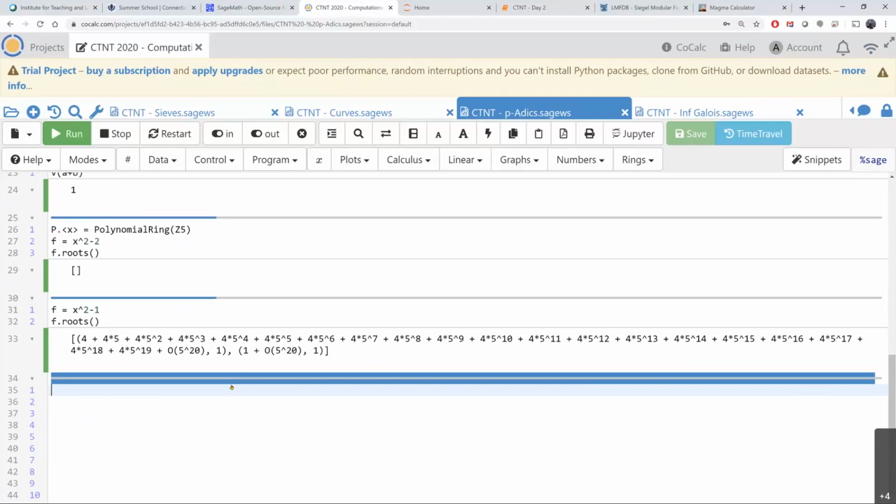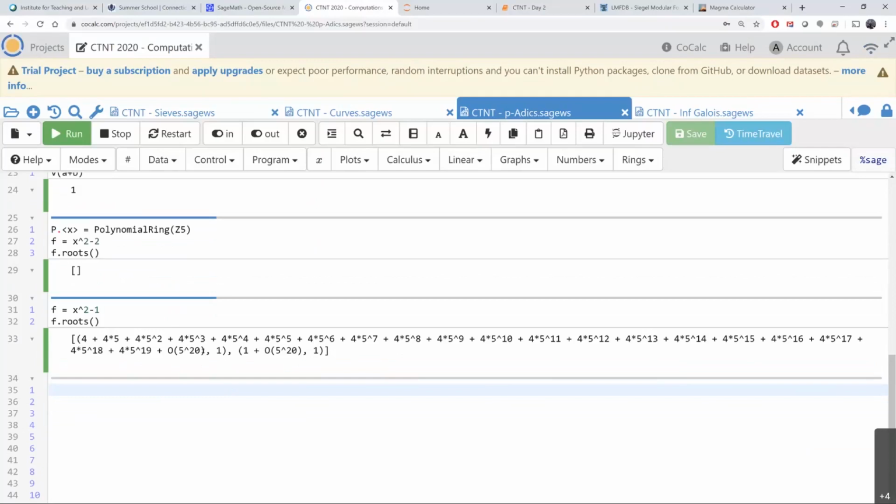Hey, Alvaro, we've got another question here. Steve wants to know, is there a way to write the p-adic numbers in the tuple format that Keith talked about yesterday? In the tuple format?